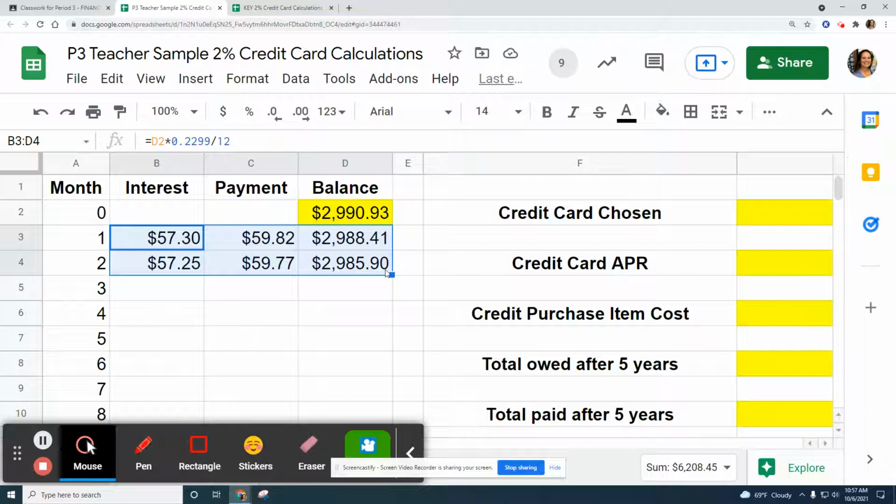Plus, minus. I'm adding interest and subtracting payment. Now you're going to highlight these 3 by selecting it, shift, selecting the end, dragging the corner.